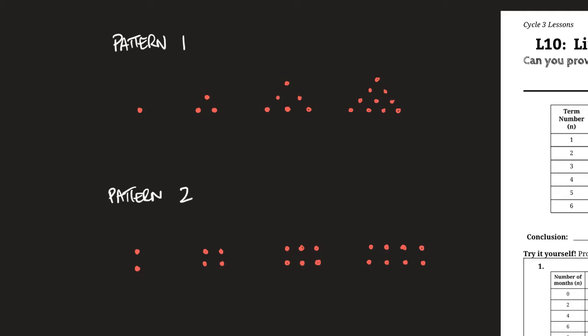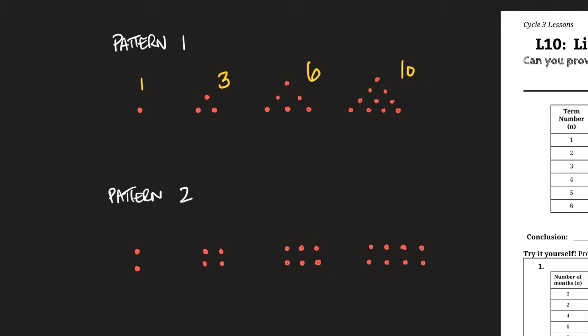So pattern 1 here. Term number 1, so this first little thing here, how many dots are there? Well, there's just 1. In the second term, how many dots are there? There's 3. In the third one, how many dots are there? 1, 2, 3, 4, 5, 6. And in the next one, if we count up all those dots, 1, 2, 3, 4, 5, 6, 7, 8, 9, 10. There are 10 dots.